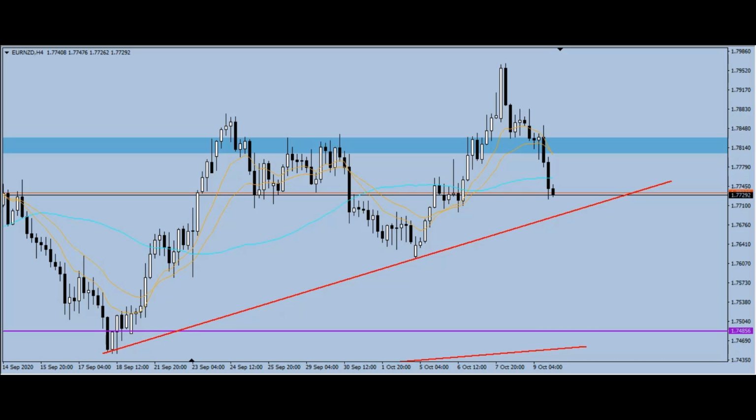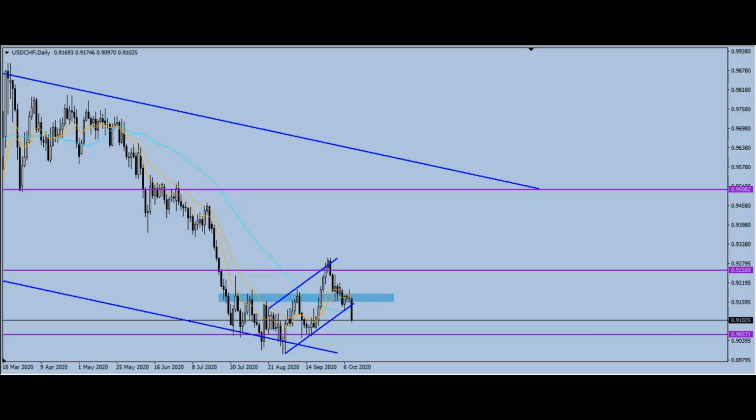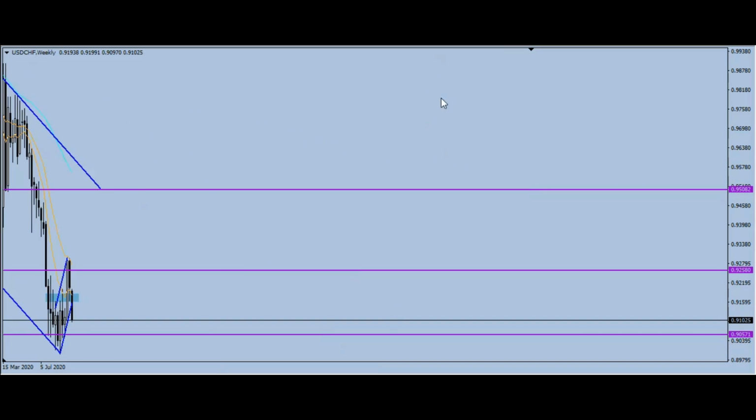I'll move on to the next one, the last one on my list, which is USDCHF. And USDCHF was actually a very interesting pair for us. Around 2 weeks ago, we actually made good profit from it, but recently things have become a bit more difficult with the pair.